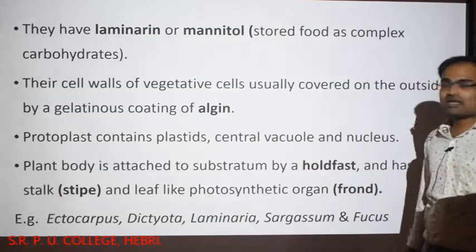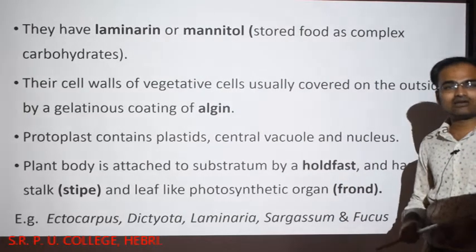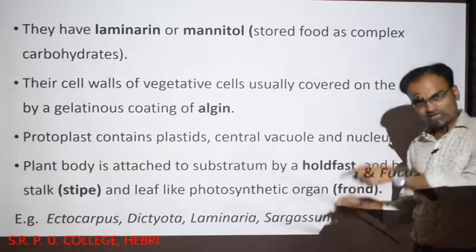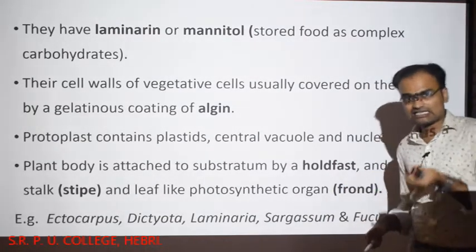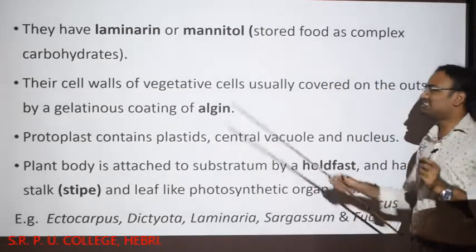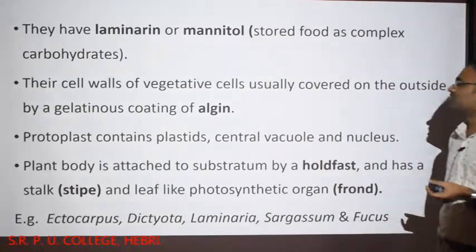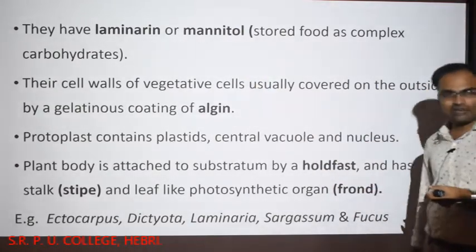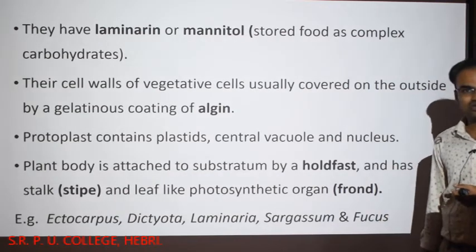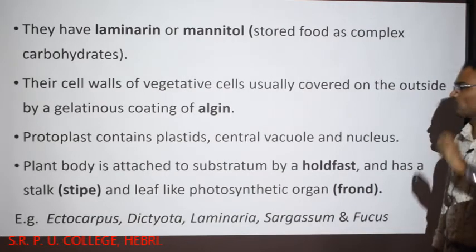They have laminarin or mannitol as stored bodies. Like in green algae or Chlorophyceae, we got pyrenoids which have protein and starch as a storage food molecule, but in brown algae it is called laminarin, and the other one is mannitol. These laminarin and mannitol are commonly complex carbohydrates. But pyrenoid was a mixture of carbohydrate plus protein.